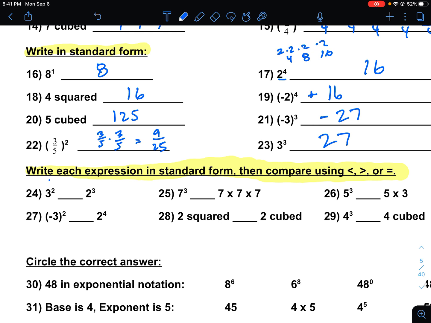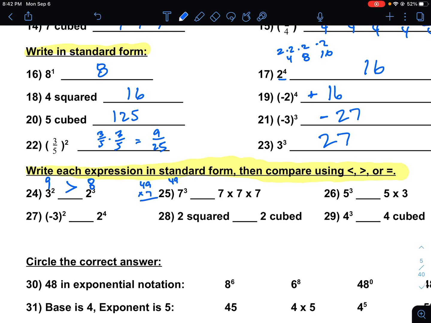3 squared, 3 times 3, which is 9. 2 to the third is 2 times 2, which is 4, times 2 again, which is 8. 9 is greater than 8. Let's look at 25. 7 to the third. 7 times 7 is 49, times 7. Ooh, I'm going to have to do that on the side.